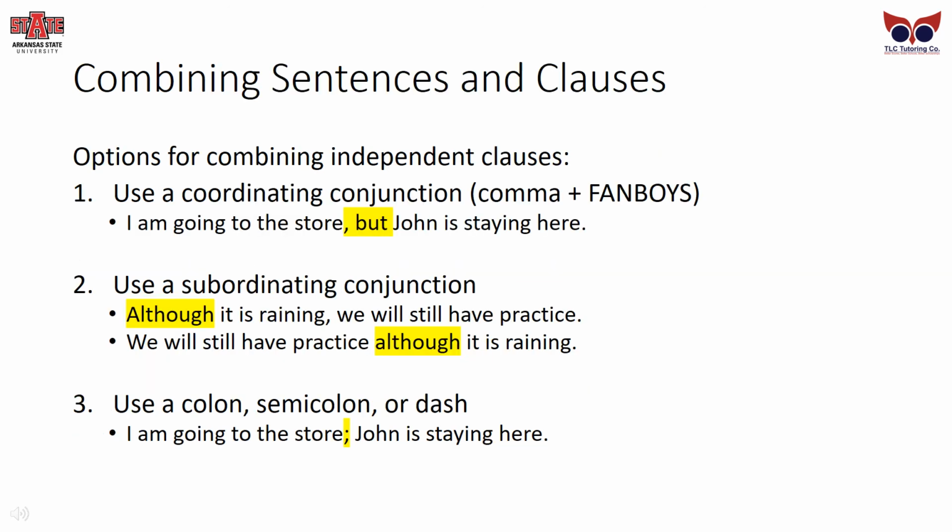Combining sentences and clauses. There are three options for combining independent clauses. Number 1, use a coordinating conjunction, comma plus FANBOYS. I am going to the store, comma, but John is staying here. Number 2, use a subordinating conjunction. Although it is raining, comma, we will still have practice. We will still have practice, although it is raining.